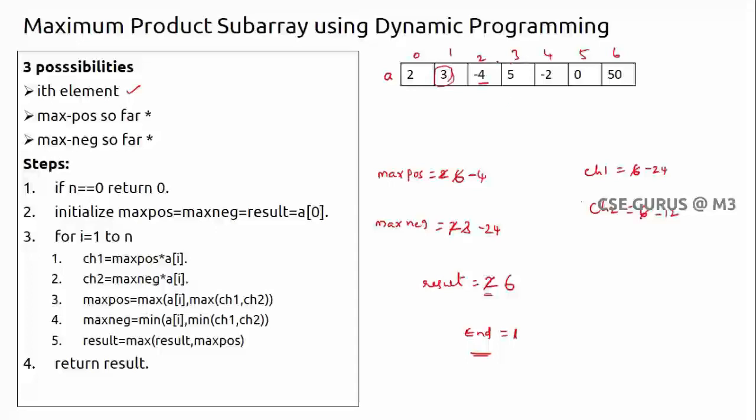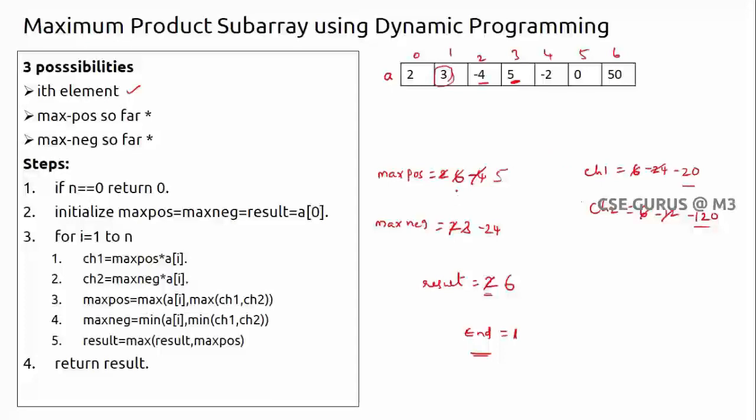Now taking the next element, 5. Choice 1 equals max positive, which is minus 4, into the current element 5, which is minus 20, and max negative minus 24 into 5, which is minus 120. Now what is max positive? Maximum of these three: current element, choice 1, choice 2. These two are negative and this is positive, that's why I'll have to take the positive value only.